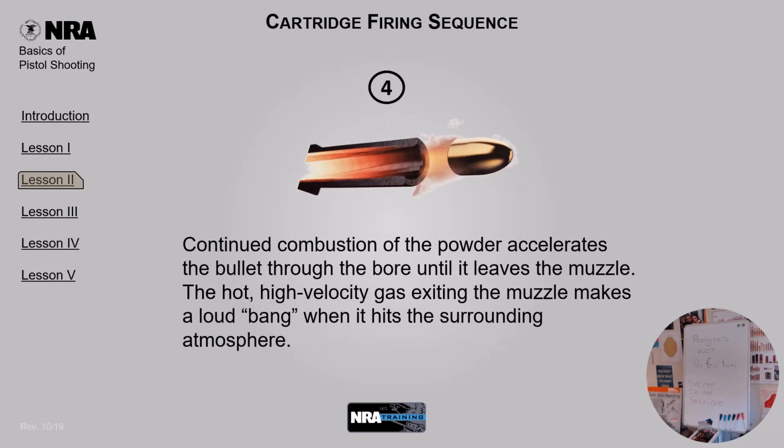Continued combustion of the powder accelerates the bullet through the bore until it leaves the muzzle. The hot, high-velocity gas exits the muzzle, and exiting the muzzle makes a loud bang when it hits the surrounding atmosphere. So all of that hot air is the noise that it makes. I was told all sorts of crazy stuff when I started, such as the bullet was breaking the speed of sound, and I believed it because I didn't know. But really, it's just a bunch of hot gas.